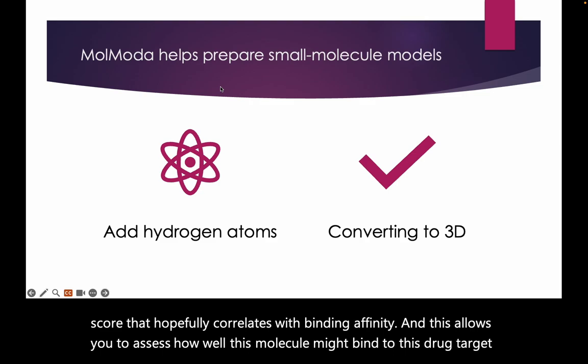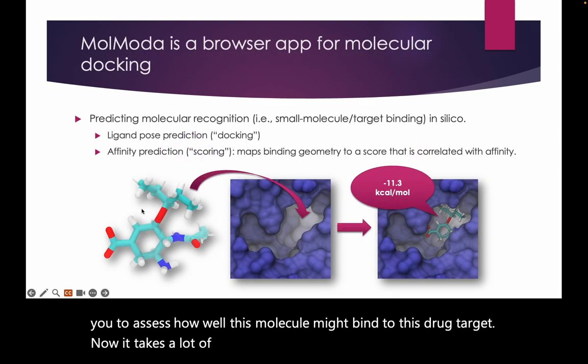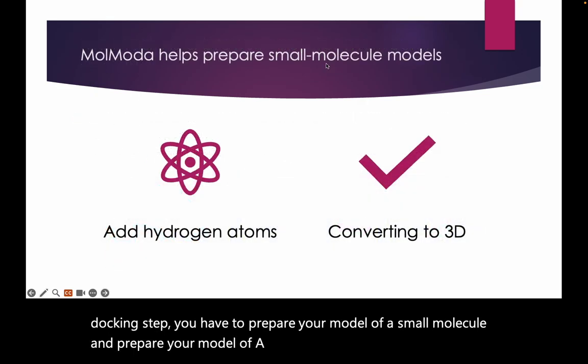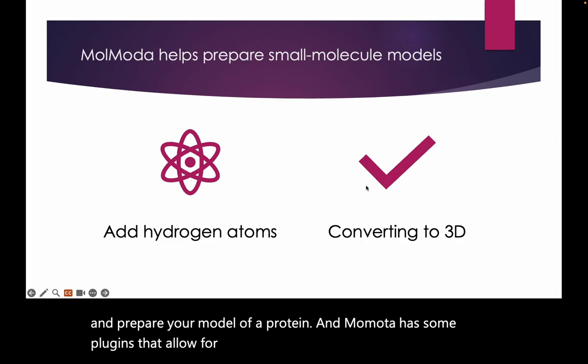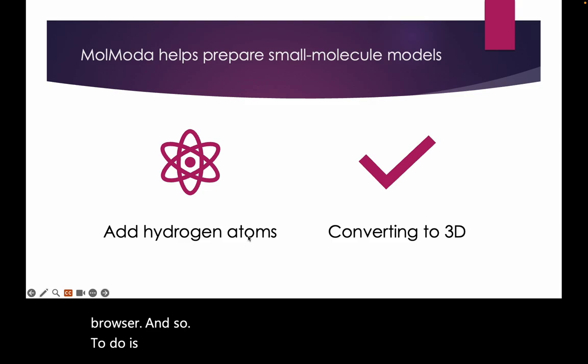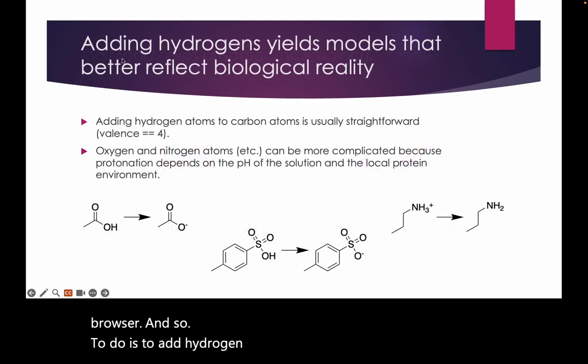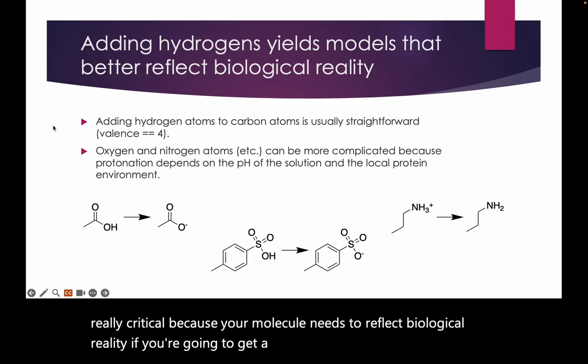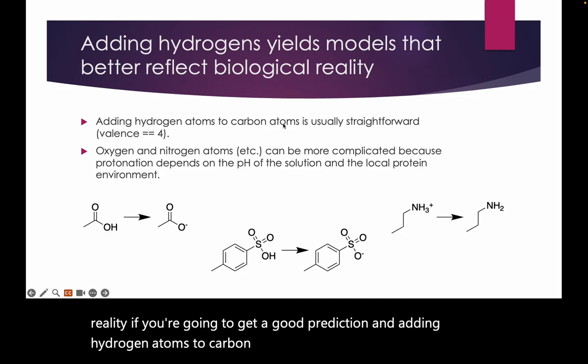Now, it takes a lot of preparation, right? Before you ever get to the docking step, you have to prepare your model of a small molecule and prepare your model of a protein. And MolModa has some plugins that allow for that preparation step right there in your browser. And so first thing to do is to add hydrogen atoms to your small molecules. And this is really critical because your molecule needs to reflect biological reality if you're going to get a good prediction. And adding hydrogen atoms to carbon atoms is usually very straightforward, right?